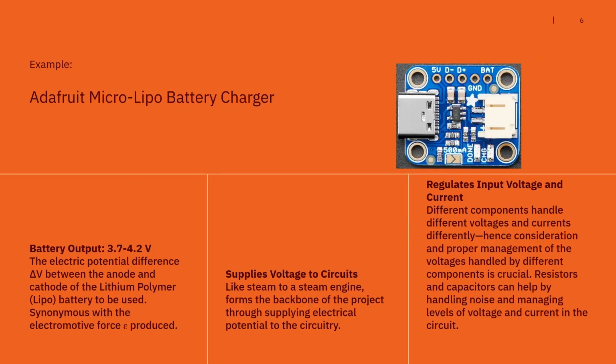So, as an example used for circuits and resistors and capacitors, I'd like to highlight the battery charger module, which was used in the construction of the portable terminal. This component is used to charge a battery via USB-C and can output a 5-volt signal of up to 500 milliamps for use by other electrical circuits.